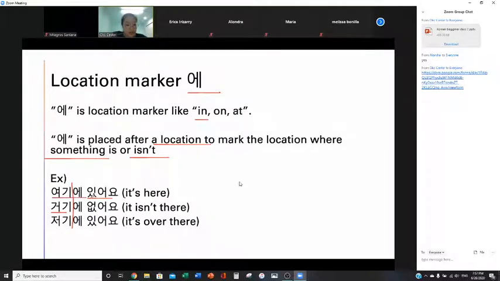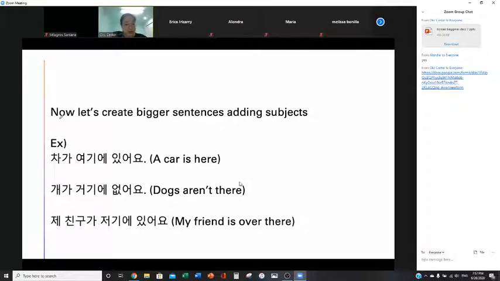So we have just learned 있어요, 없어요. So 여기에 it's here, 거기에 없어요, 저기에 있어요. To make more advanced sentences, you can add the subjects or be more specific. So 개가 거기에 없어요. The dog isn't there. 제 친구가 저기에 있어요. So you can just add a subject like such things or just any subject.